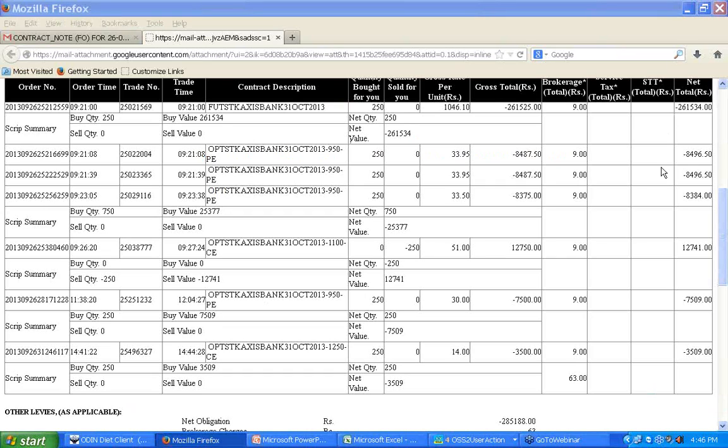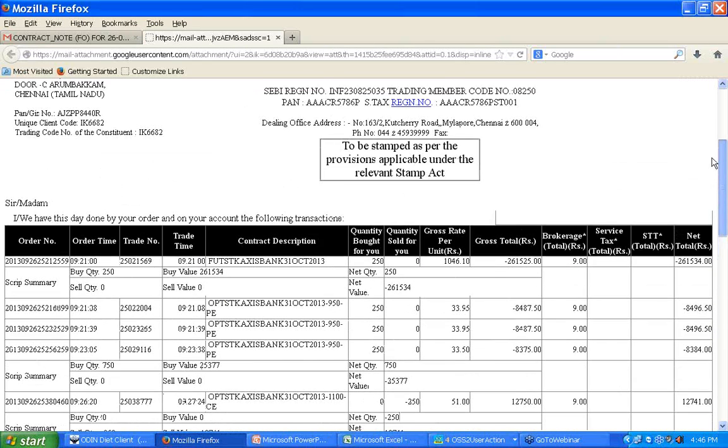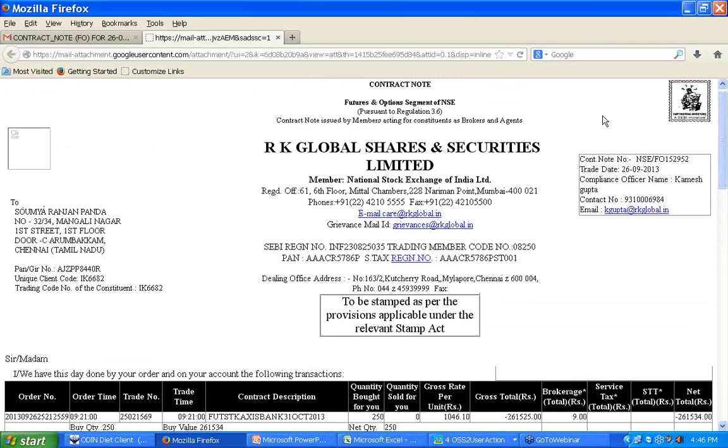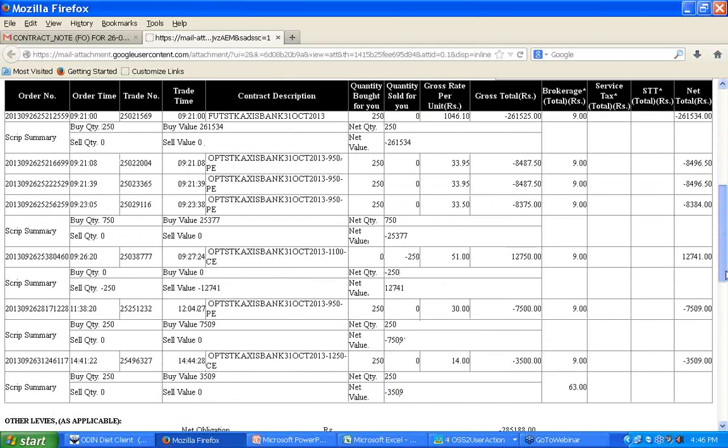I have taken this strategy. I bought Axis Bank future. These are my real contract notes. My name features here, my office address is here, the PAN number is also there. This is 26/9/2013. For the October series, I have initiated this strategy.